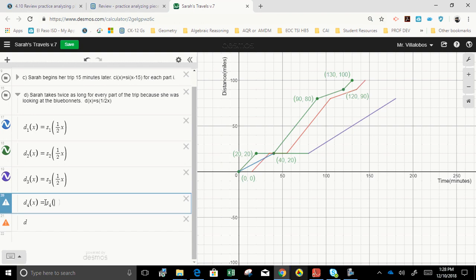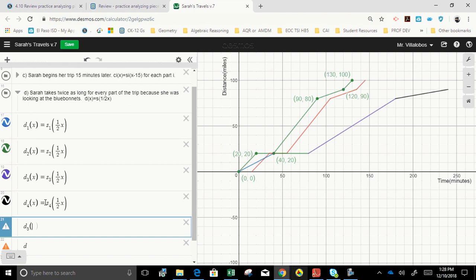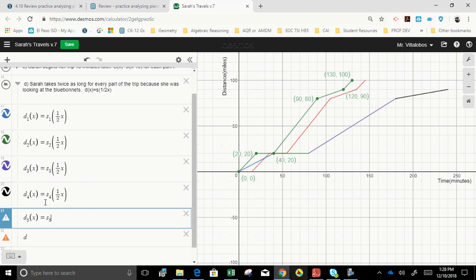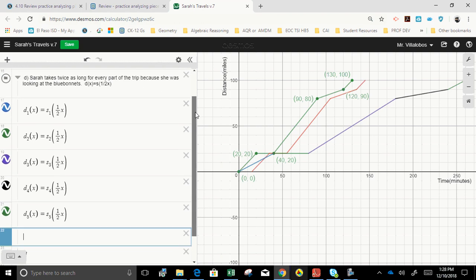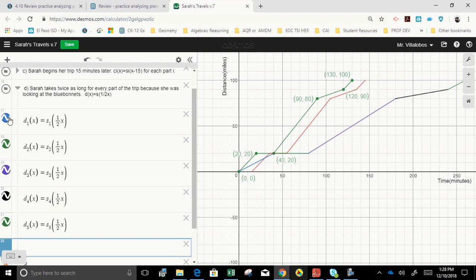Is 4 of half X. D5 of X equals S5 of half X. And I'm going to change colors. To purple? I don't know. All right, white... well, I'm going to do blue.